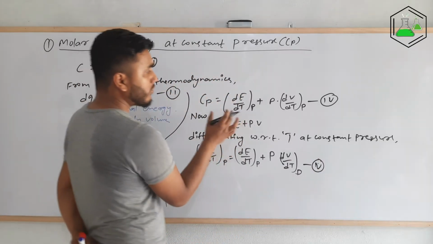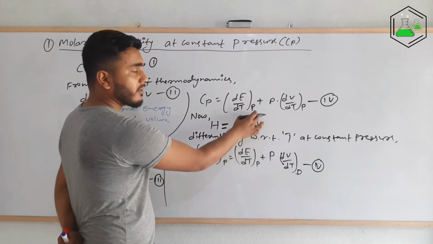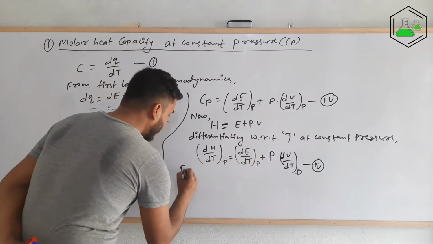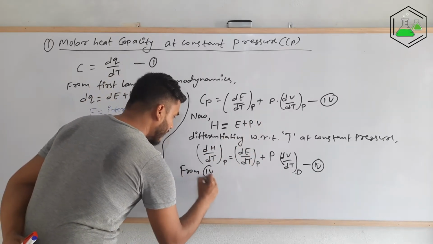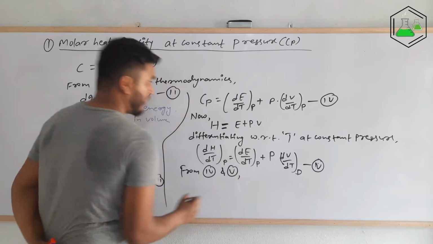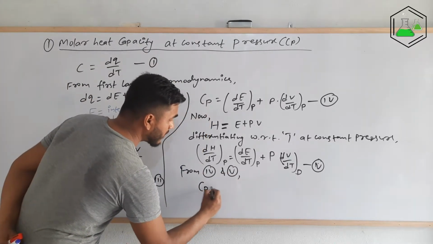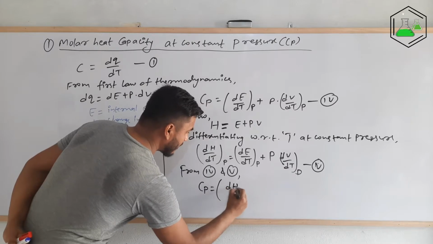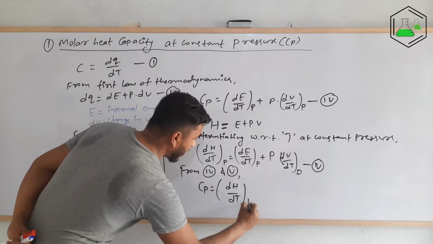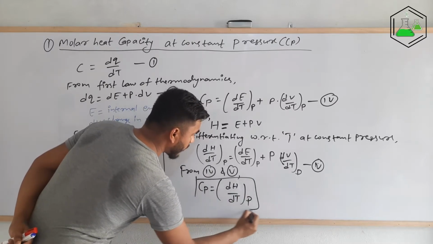Okay. Now, if you see equation number 4 and 5, then the right hand sides are equal, right? So from 4 and 5, what do we see? Cp will be equal to how much? Yes, you got it correct. (dH by dT) at constant P. So this is the required answer.